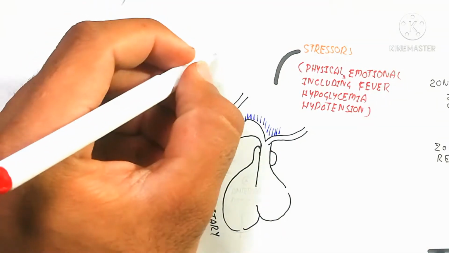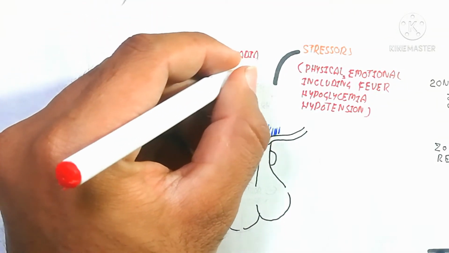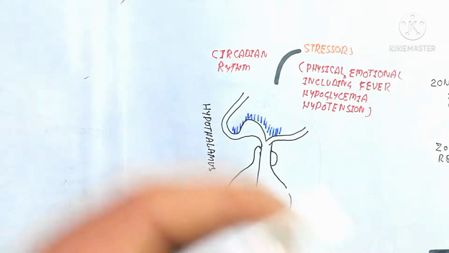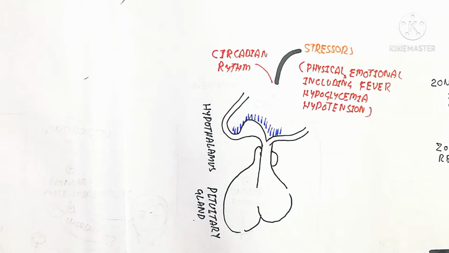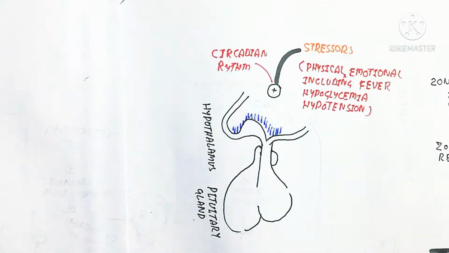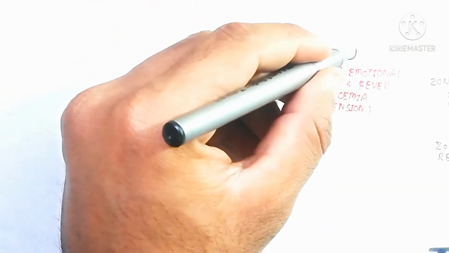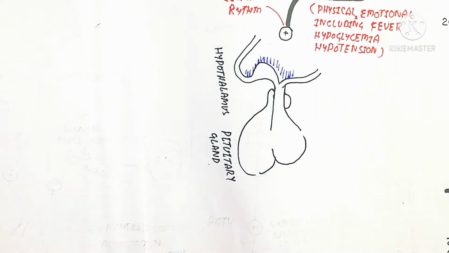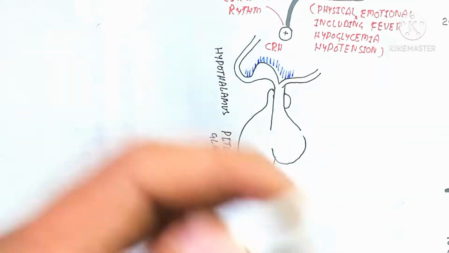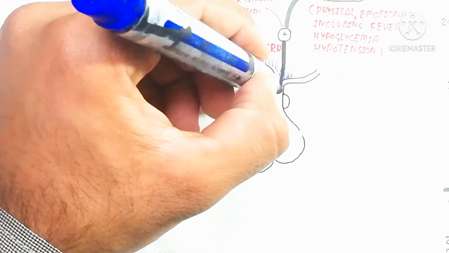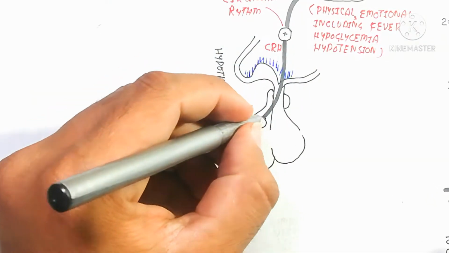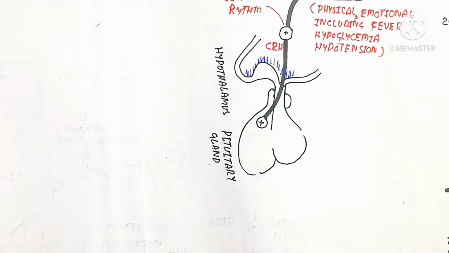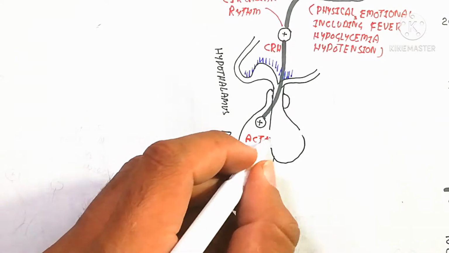On the other hand, here is the pituitary gland, with the hypothalamus in the upper part and the thalamus further above. The hypothalamus and pituitary gland stimulate the adrenal gland. Here we will discuss stressors. A stressor can be physical or emotional, including fever, hypoglycemia, hypotension, or hypertension. On the other hand, the circadian rhythm, the sleep and waking cycle, is also due to this hormone.